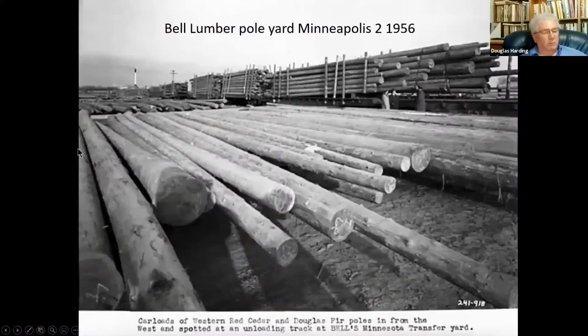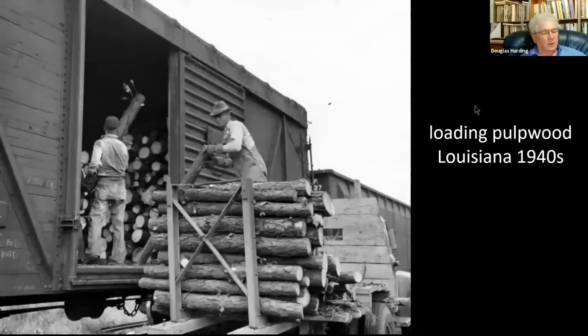Of course, there's also poles. Here's some red cedar and Douglas fir poles from the Pacific Northwest being unloaded in Minneapolis back in 1956. And then, of course, we have things like pulpwood. Here's some pulpwood being loaded into a boxcar. Those of you in Wisconsin are familiar with pulpwood being loaded into gondolas, flat cars, or end beam or bulkhead flats. But here we are with a boxcar being loaded with pulpwood.